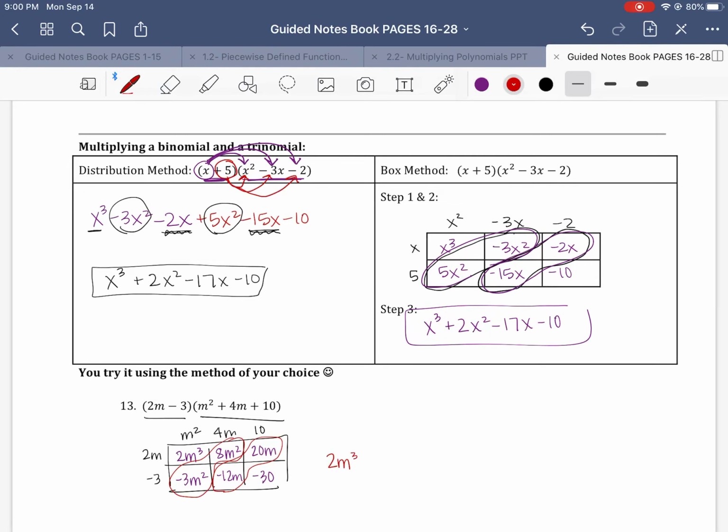So as we pull it out, we've got 2m cubed. We combine those first diagonals. We've got an 8m squared on top, and then subtract that 3m squared to leave 5m squared. We then have negative 12m and a positive 20m, which is a positive 8m. And then we subtract the 30. That is multiplying polynomials.